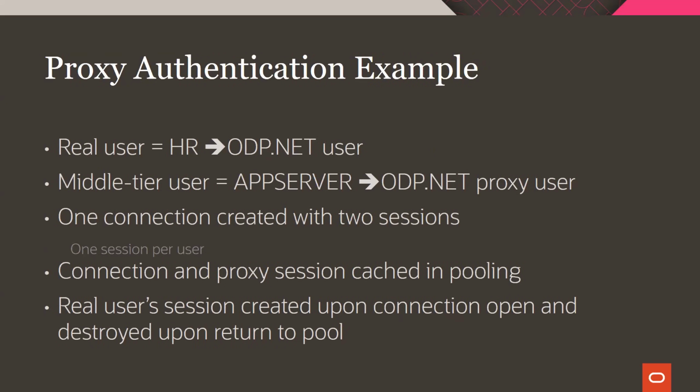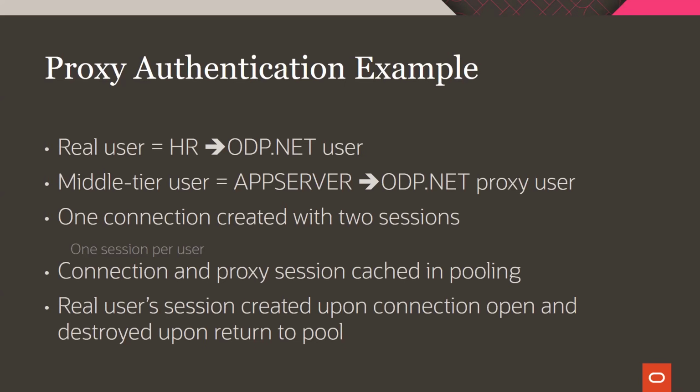So let's pretend we have the real user. We'll call that person HR, because HR is the common Oracle schema. Well, that's the ODP.NET user. That's the real person. That person's user ID is HR. And then we have the middle tier user, which we'll call app server, and that's the proxy user. The app server is the one whose connections are all pooled. So it's a connection that's created, a session that's created, so that when ODP.NET says I need a connection and grabs it, it grabs that user connection and session called app server.